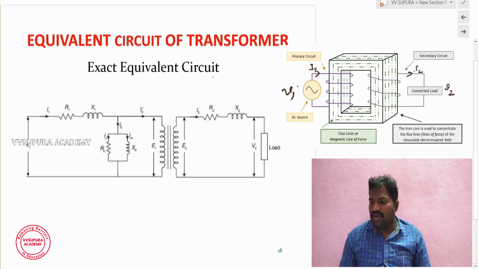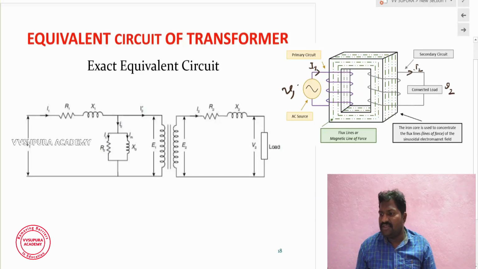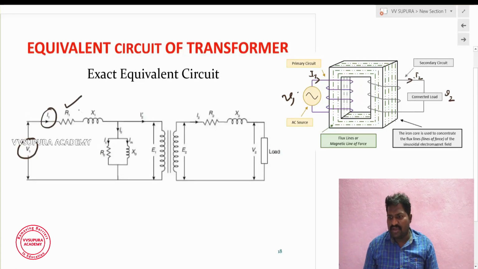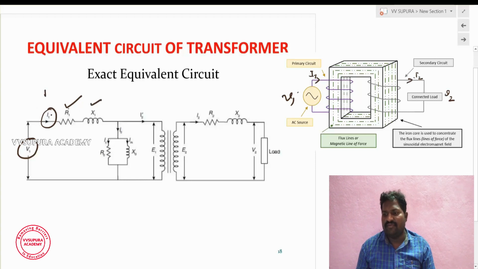V2. Now this is the exact diagram, and at the no load condition the current flowing through the primary winding will be I0, and it has two components. One, as already said, is the magnetizing component, and the other is the working component. I can mention this in the equivalent circuit. This is the primary voltage, the primary current, primary resistance and primary reactance. Those are all mentioned as 1, so V1, I1, R1, X1.